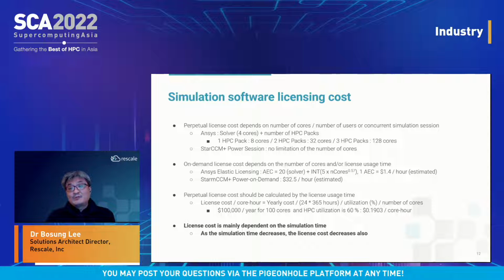In terms of perpetual licenses, utilization should be increased to reduce the cost. For example, if the license utilization is 50%, the real license cost will be twice the purchase cost. Anyway, though each simulation software has a different charging scheme, the license cost is proportional to the simulation time and sometimes proportional to the number of cores or number of concurrent simulations. Therefore, if the simulation time decreases, the license cost can also be decreased.